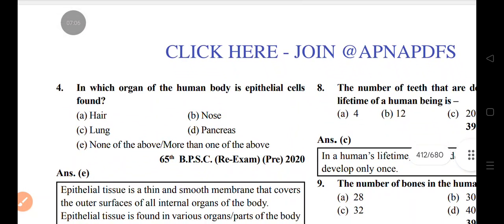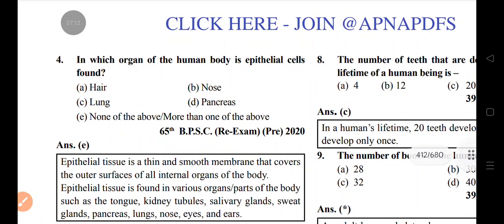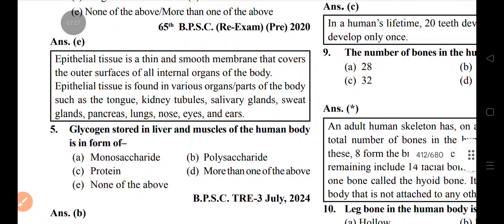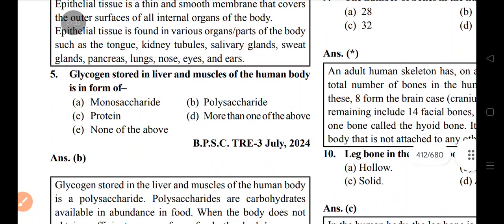In which organ of the human body is epithelial cell found? Epithelial tissue is found in various organs: tongue, kidney tubules, salivary gland, sweat gland, pancreas, lungs, nose, ear and eyes. Glycogen is stored in the liver and muscles of the human body in the form of polysaccharide.